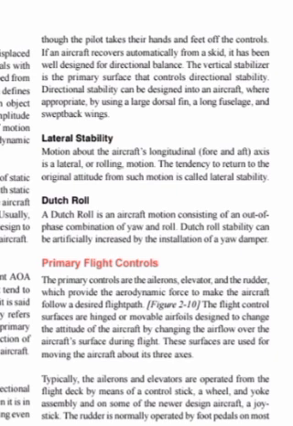Primary flight controls. The primary controls are the aileron, elevators, and the rudder, which provide the aerodynamic force to make the aircraft follow a desired path. Figure 210. The flight control surfaces are hinged or movable airfoils designed to change the attitude of the aircraft by changing the airflow over the aircraft surface during flight. These surfaces are used for moving the aircraft about its three axes.